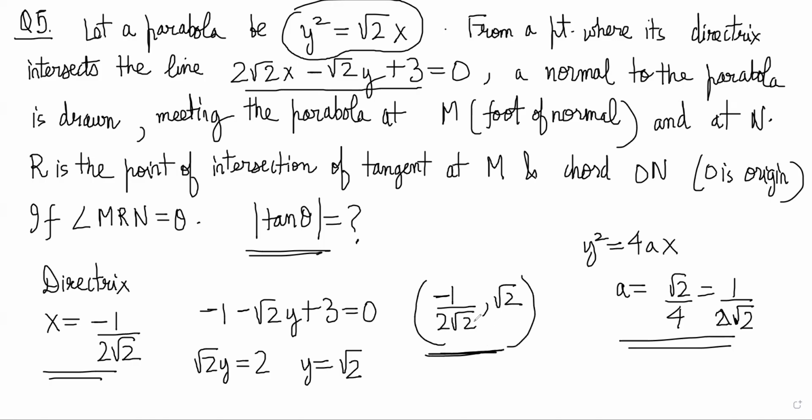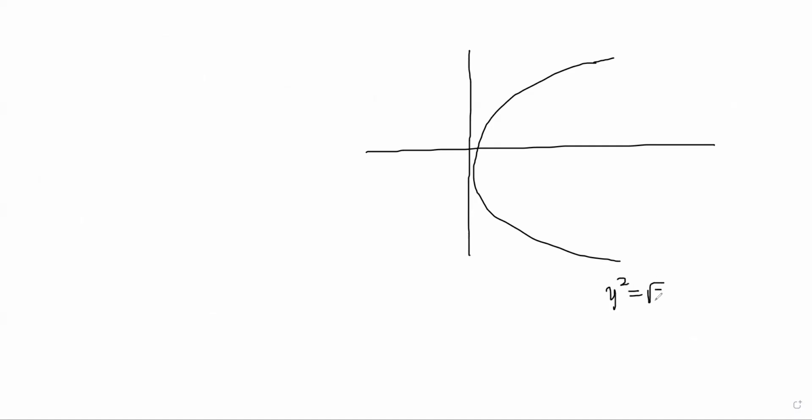This is the point, let's call it P for now, from where you will be drawing a normal line to the parabola, right? Now think about it. You have a parabola like this, and y square is equal to root 2x is the equation of the parabola. Your point is minus 1 by 2 root 2 comma root 2, somewhere here, P.